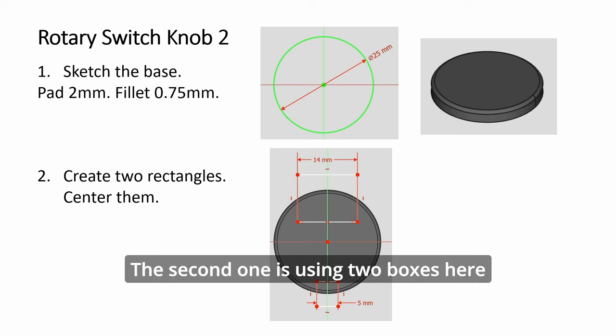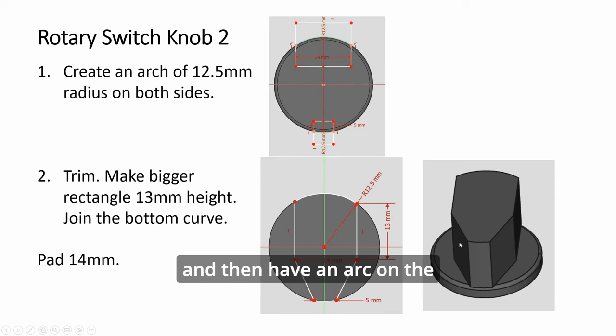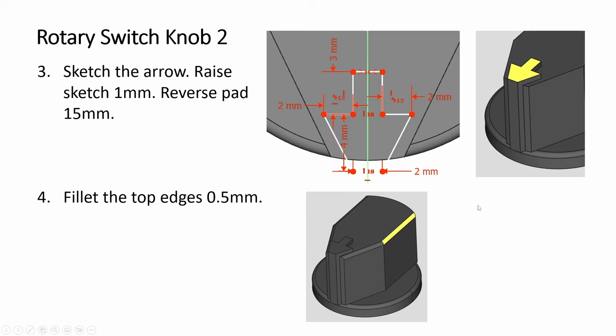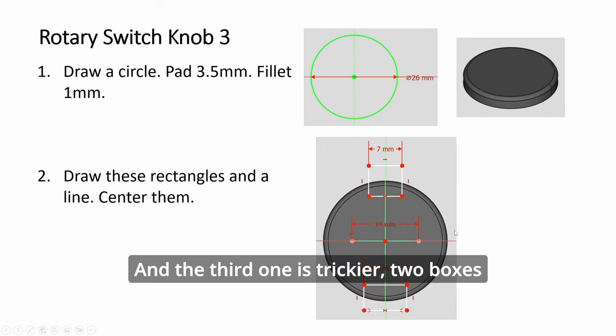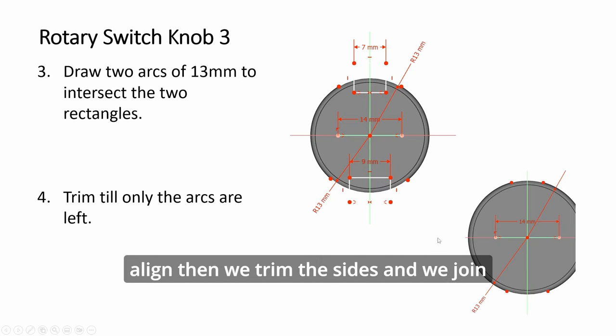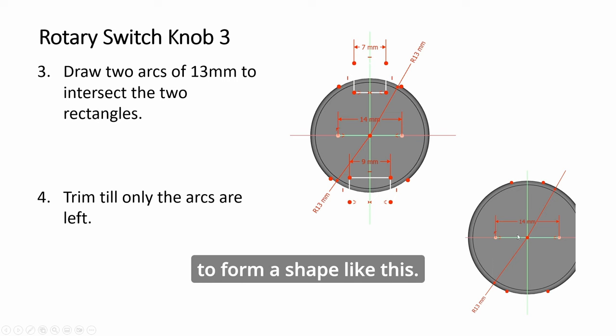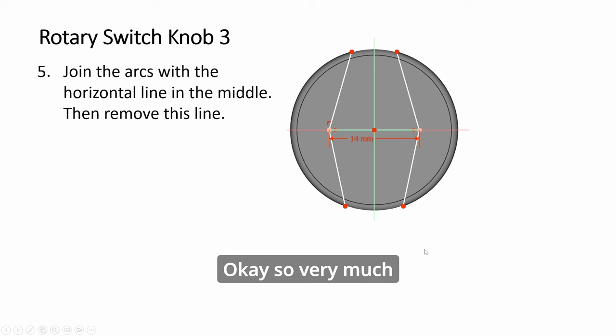The second one is using two boxes here, and then have an arc on the two rims, and then join and pad. Okay, and the rest is standard. And the third one is trickier, two boxes align. Then we trim the sides and we join to form a shape like this. Okay, so very much like the first two knobs.